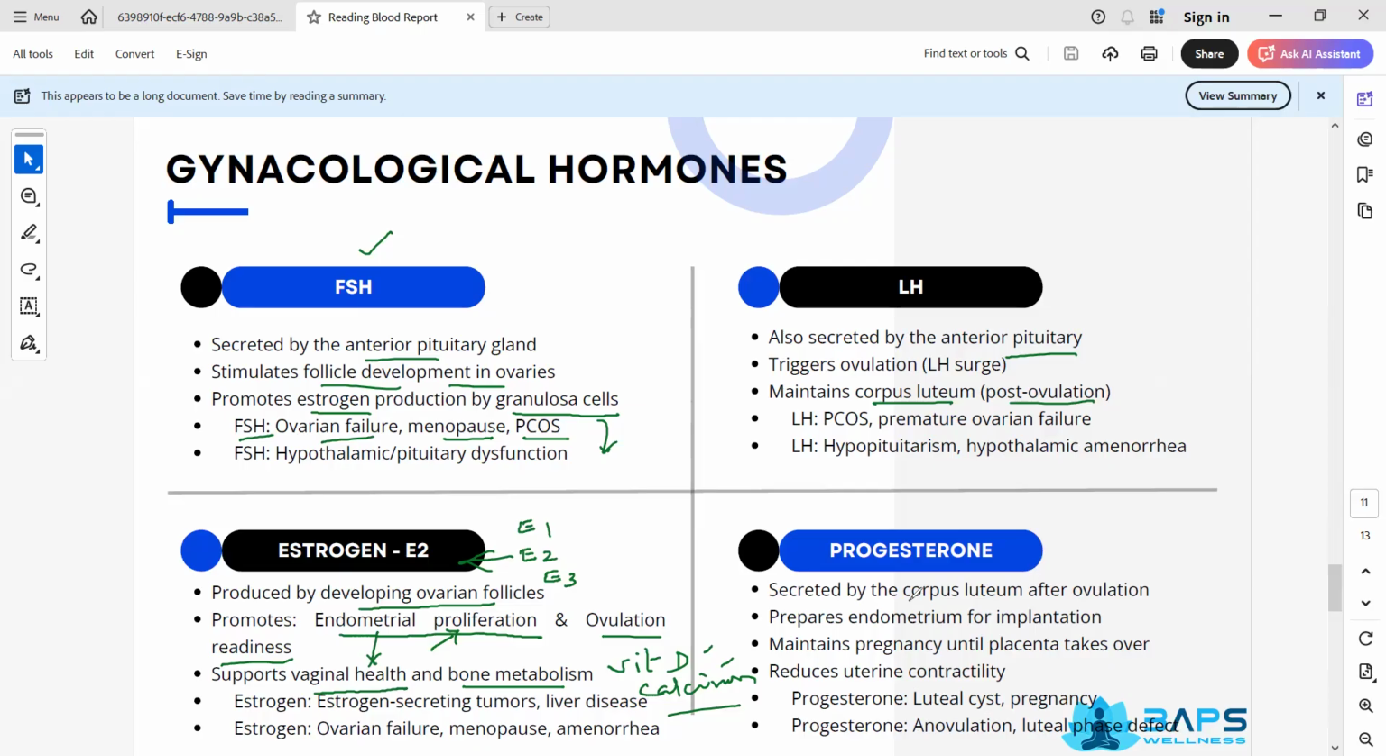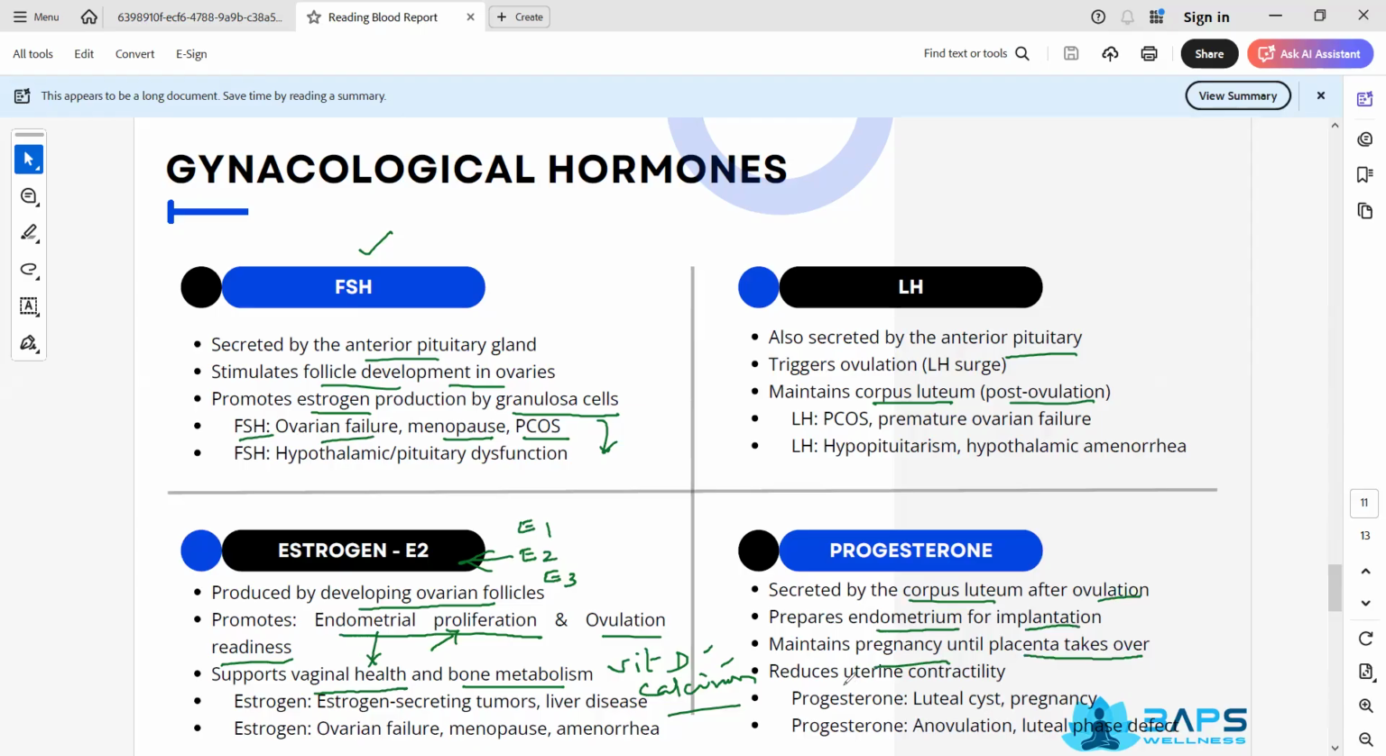So the progesterone is secreted in the ovary by the corpus luteum after the ovulation, and this prepares the endometrium for implanting, and this maintains the pregnancy until the placenta takes over. Afterwards, the placenta will directly get connected to the uterus, and it takes the role of giving all the nutrition to and fro.